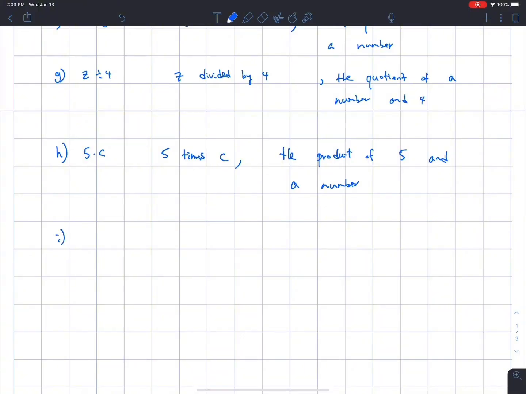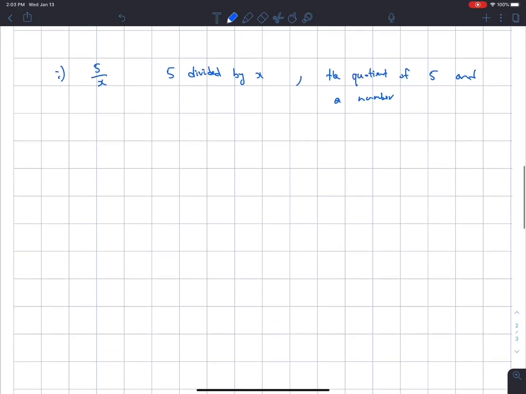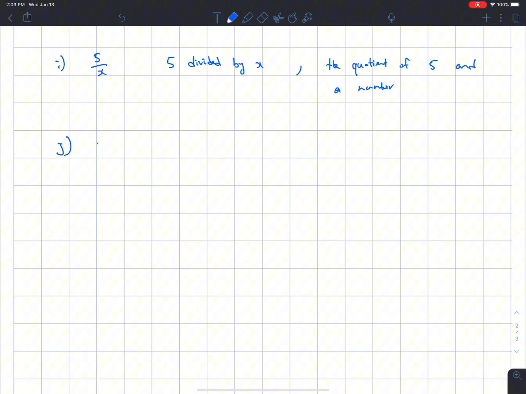I, 5 divided by x. This is 5 divided by x, which is also the quotient of 5 and a number. J, b divided by 2.1, b divided by 2.1, or the quotient of b and 2.1.